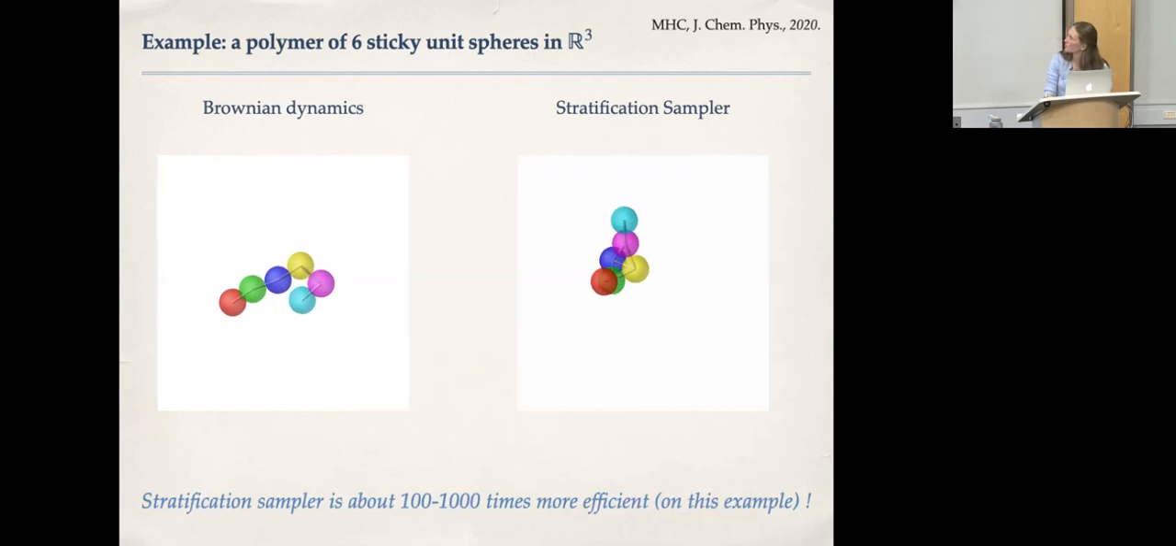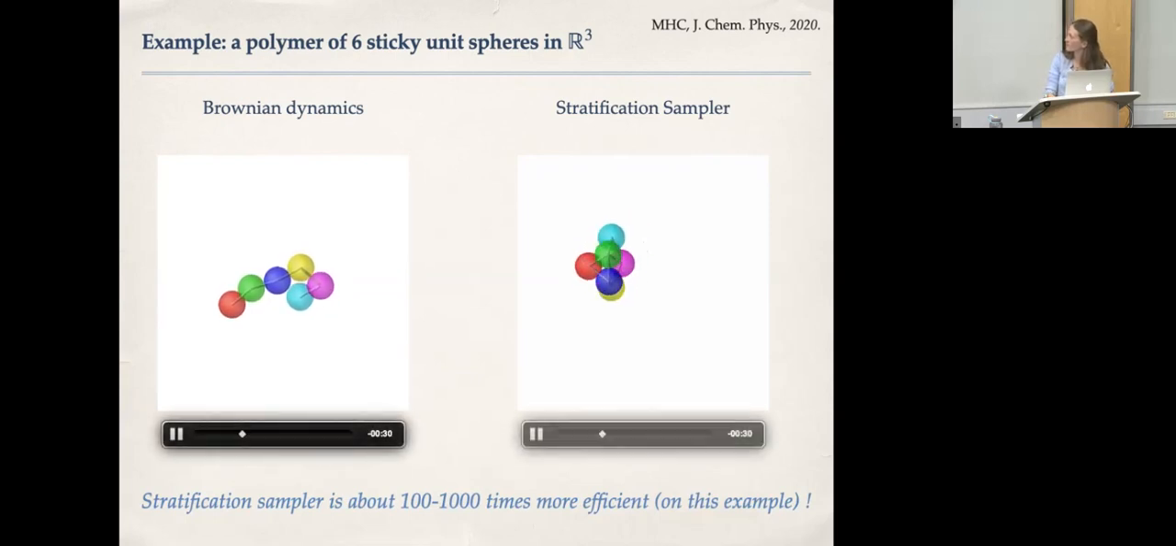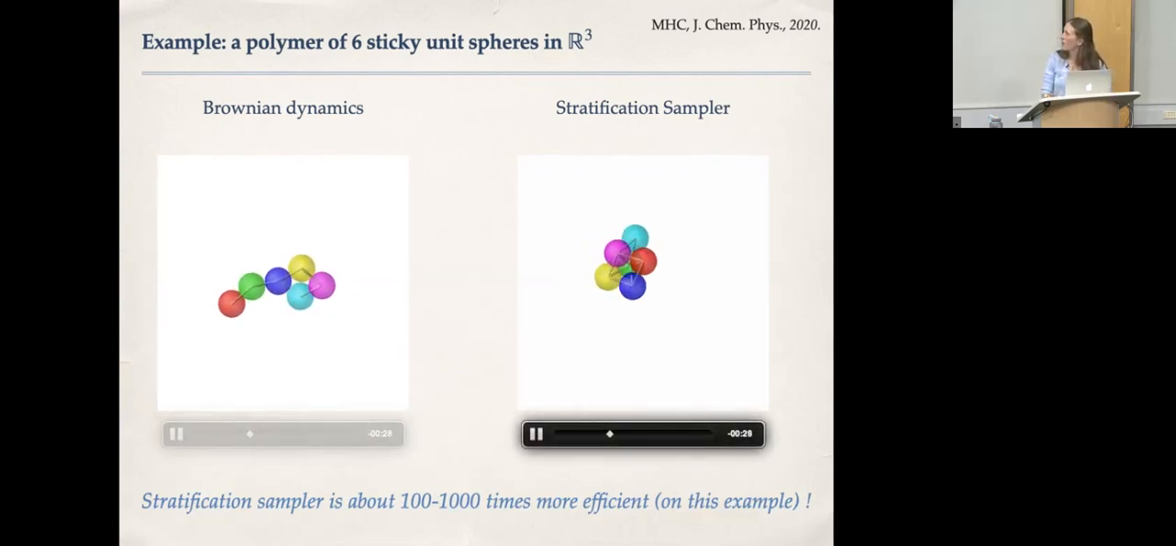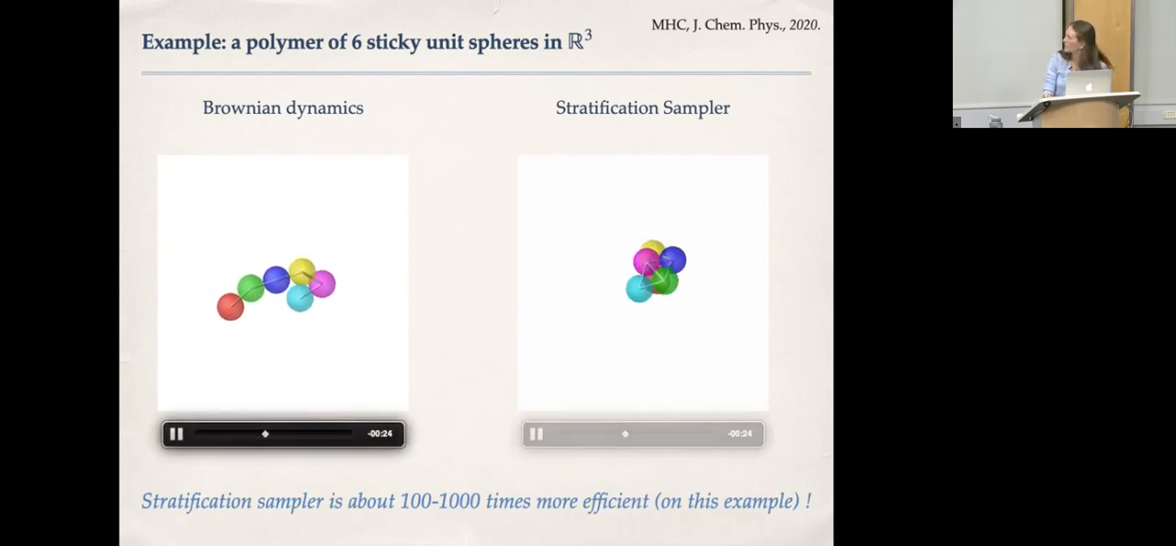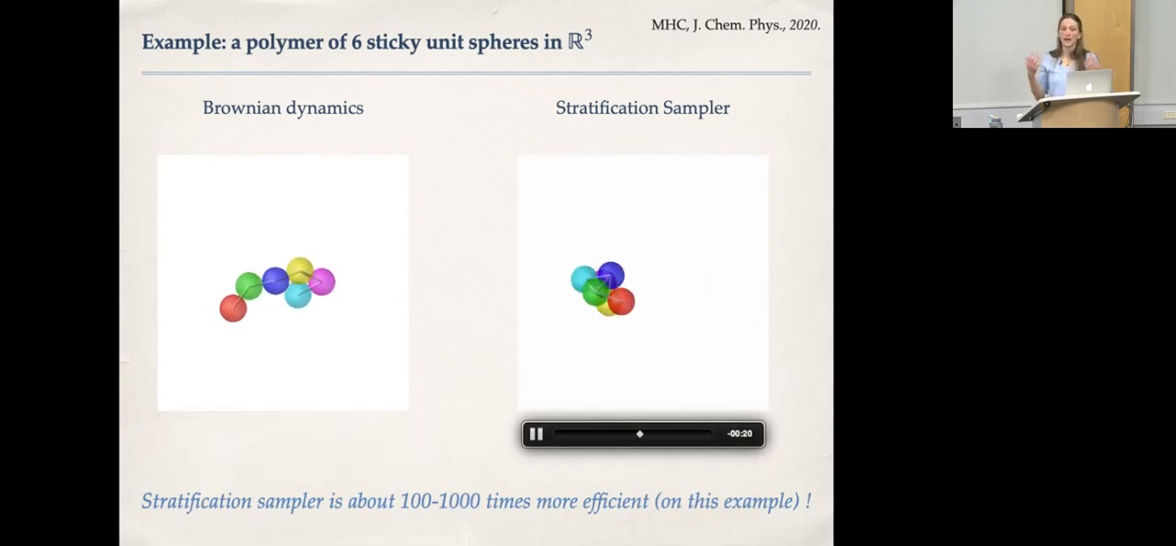So this is what standard methods will do, and this is what our stratification sampler will do. So you see it's really a lot faster. In the time that this one forms one bond, this one has broken and formed many, many bonds, maybe hundreds of bonds. OK.